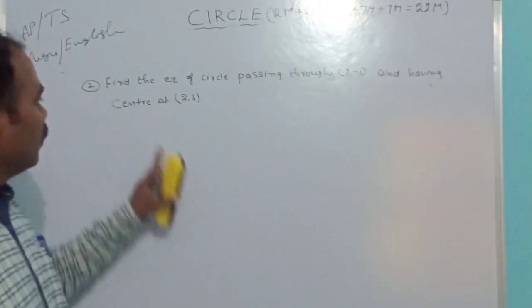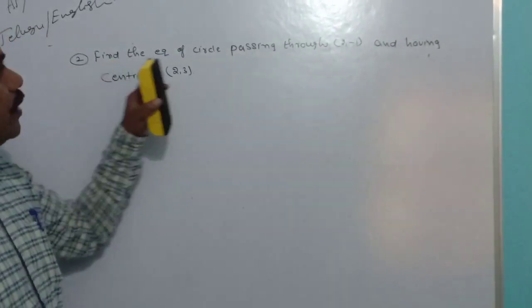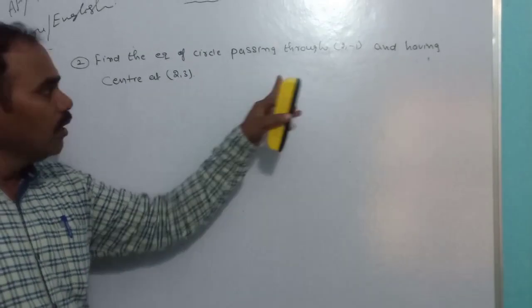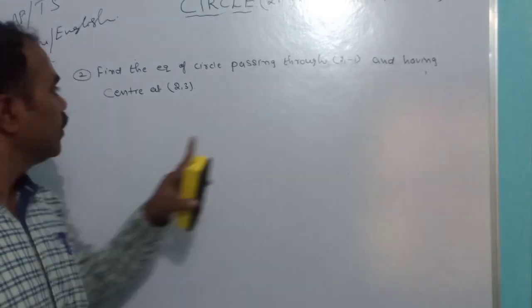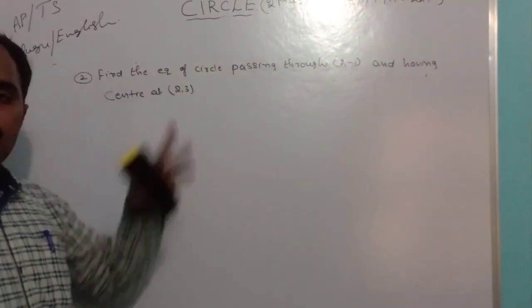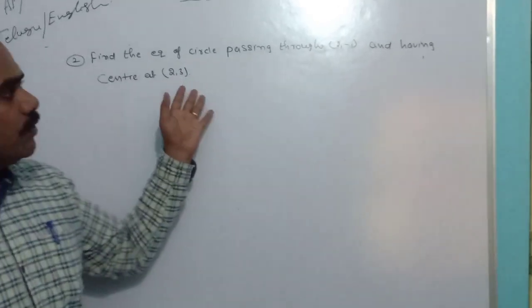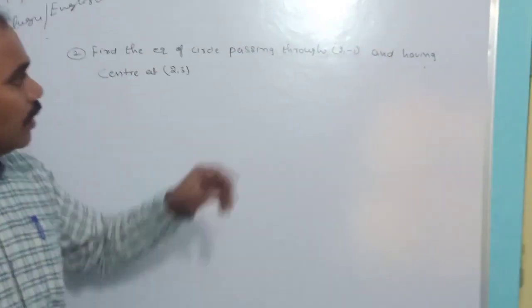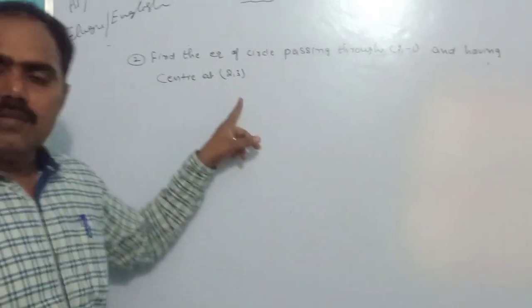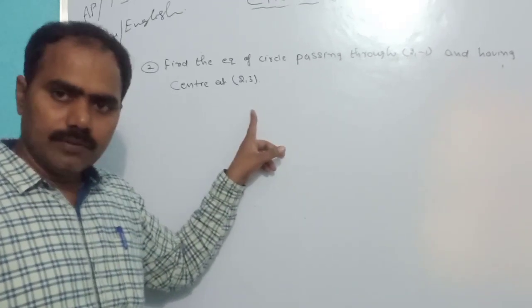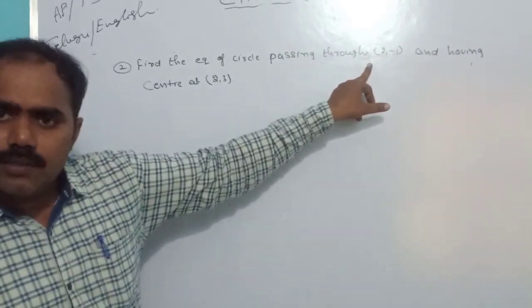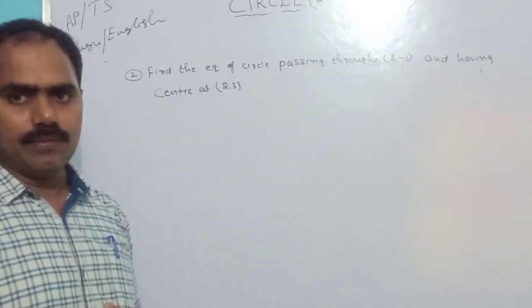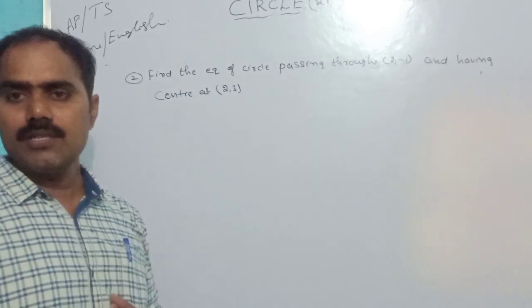The next problem is: find the equation of the circle passing through (2, -1) and having center at (2, 3). If you observe this problem, the center of the circle is given and the circle is passing through (2, -1). We have to find the equation of the circle.